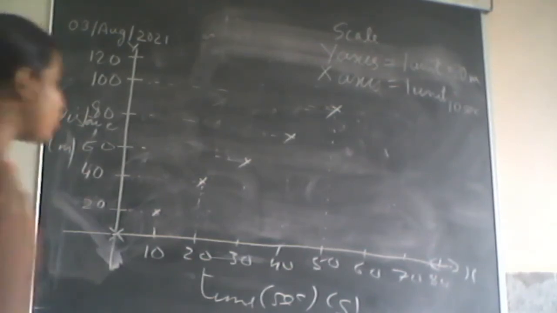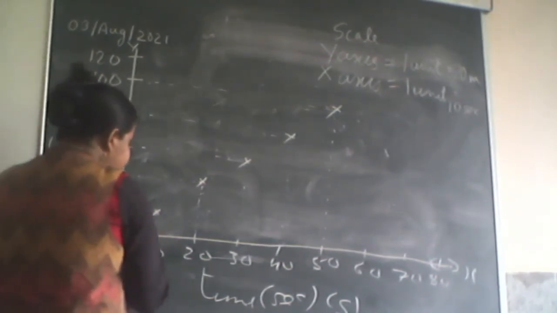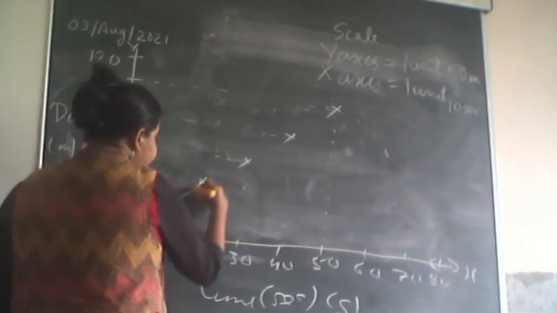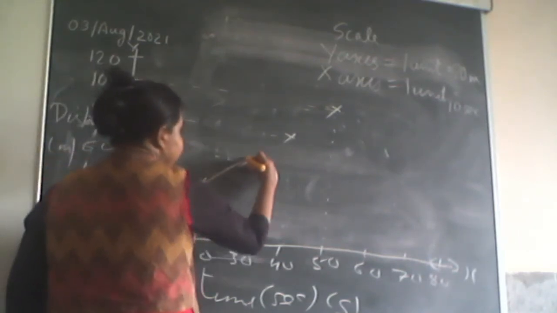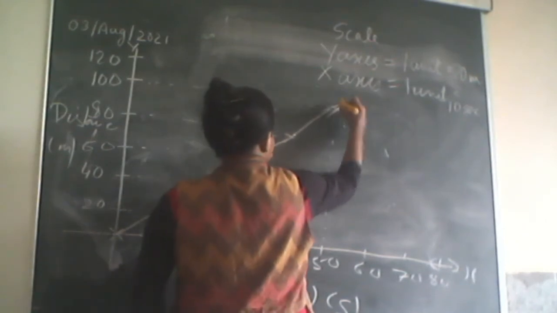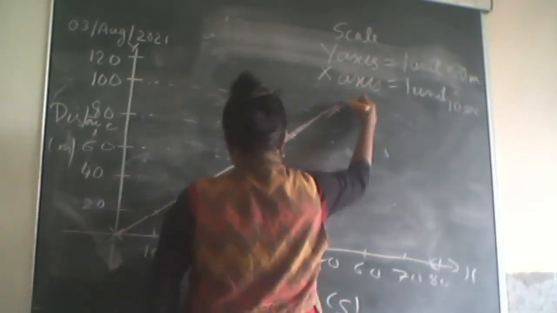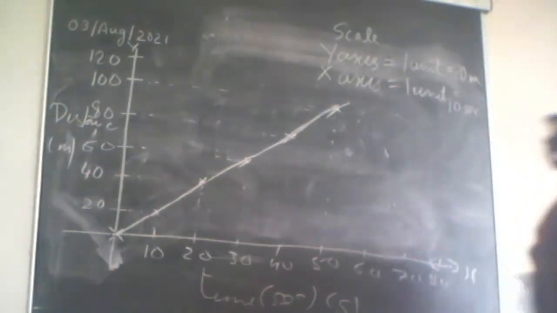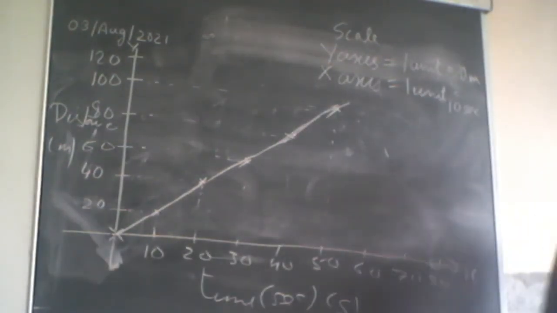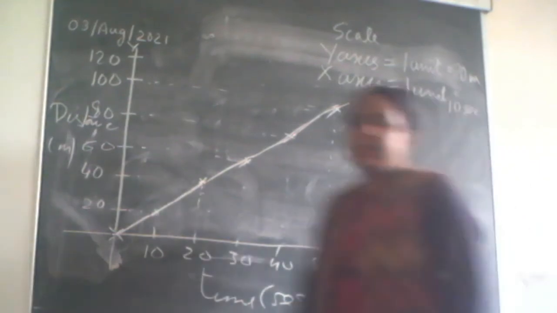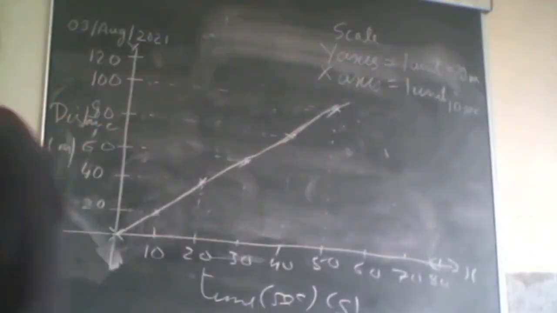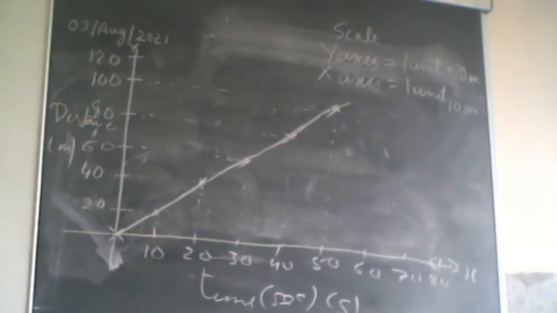Now, let's observe. After joining these points, am I getting a straight line? Is it a straight line? Roughly a straight line? Yes or no? So which type of motion am I having in this graph? Uniform. Now clear or still confused?